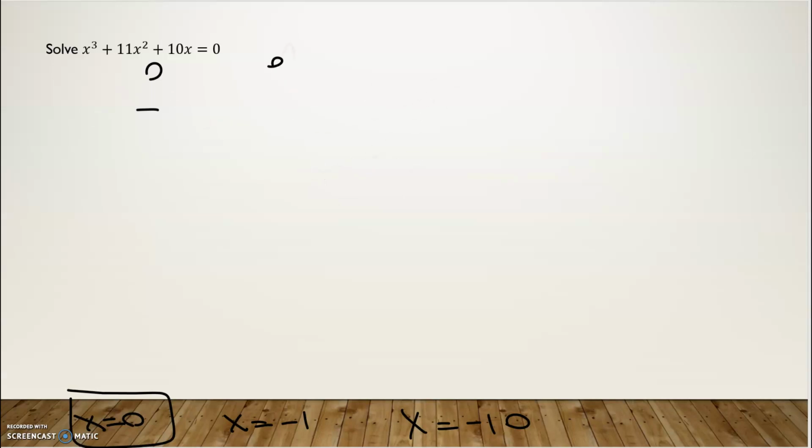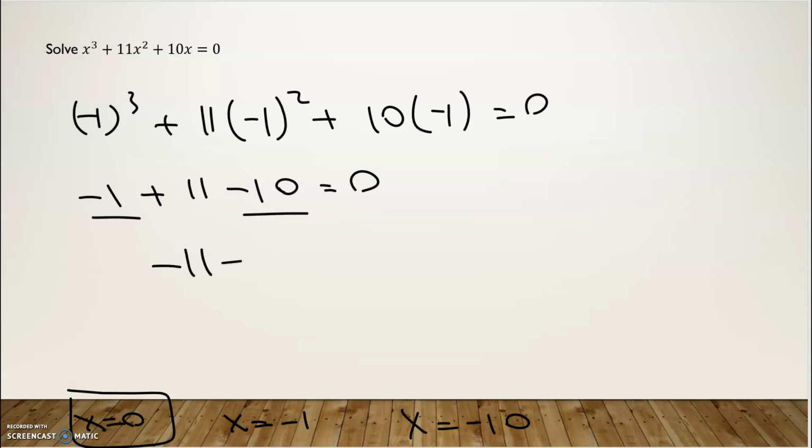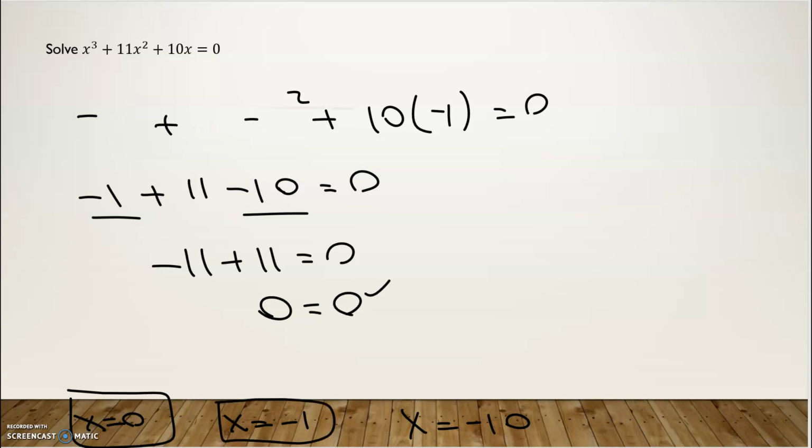And then let's check x equals -1. -1 cubed plus 11 times -1 squared plus 10 times -1 equals 0. Okay, -1 times -1 times -1 is still -1. -1 squared is just 1, so 1 times 11 is just 11. Minus 10 equals 0. -1, -10, that's -11. Plus 11 equals 0, so 0 equals 0. So x equals -1 is also one of my answers.